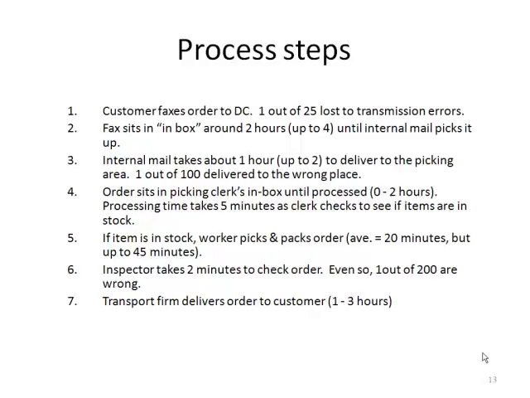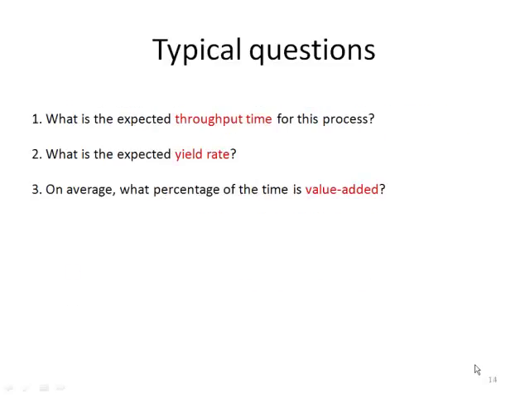So we're talking about a fairly simple process if you think about it. Once we've developed our flow chart, we're going to use it to answer 3 questions. What is the expected throughput time for the process? What is the expected yield rate? And on average, what percentage of the time is value added? So take a few minutes now and use some of the symbols that we showed a couple slides ago to develop a flow chart of this relatively simple process. And once you're done, you can go on in the lecture.